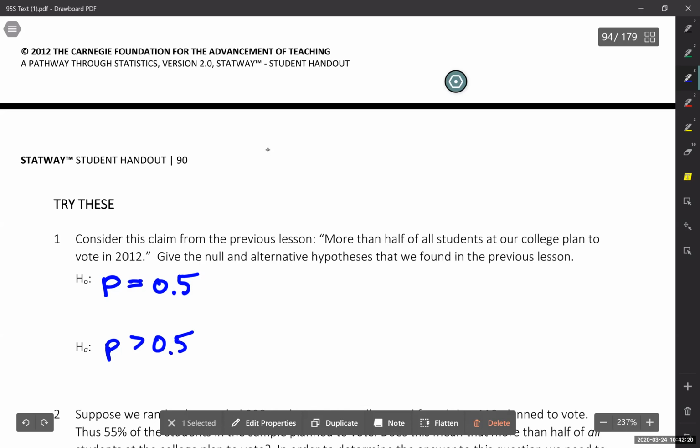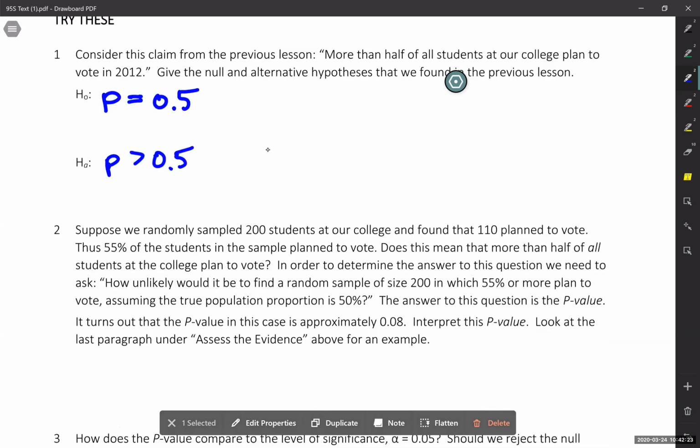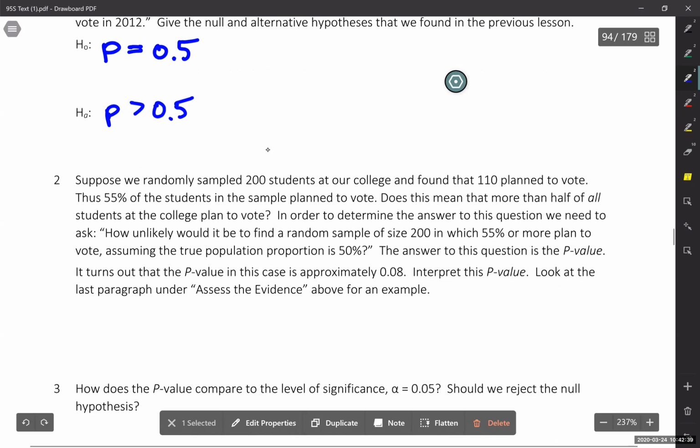Okay, so now suppose we randomly sampled 200 students and found that 110 plan to vote, so 55% plan to vote. Does this mean that more than half of all students plan to vote? This is kind of the point of hypothesis testing, this question right here. So in order to determine the answer, we need to ask, how unlikely would it be for a random sample of 200 in which 55% or more plan to vote, assuming the true population is 50%. And the answer to this question is going to be the p-value.